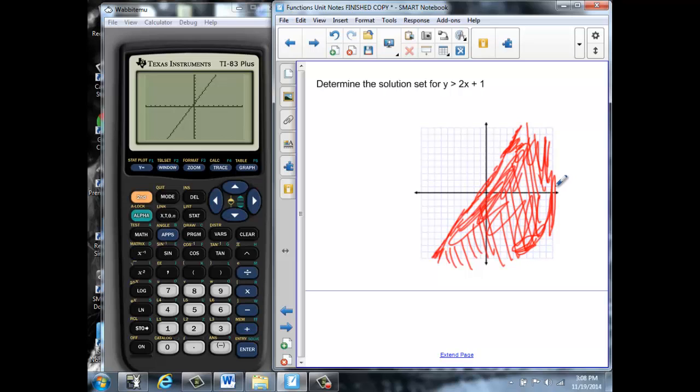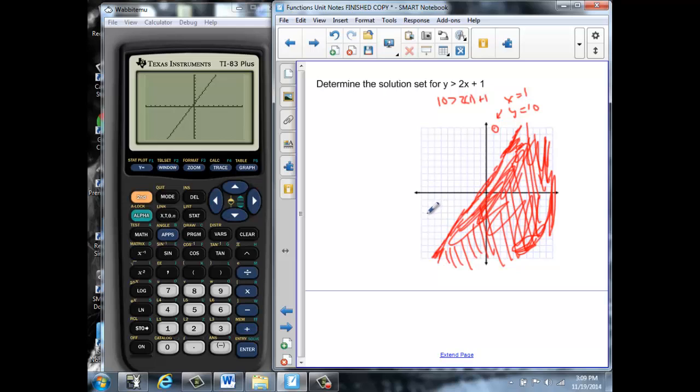Let's pick a point just to test and make sure this is true. Here's a point right here. Here, x is 1 and y is 10. Would you guys agree with me that this point 1, 10 is definitely in the unshaded section of the graph? Let's make sure it works. If I put 10 in for y, is it going to be greater than 2 times 1 plus 1? Is 10 greater than 3? Good.